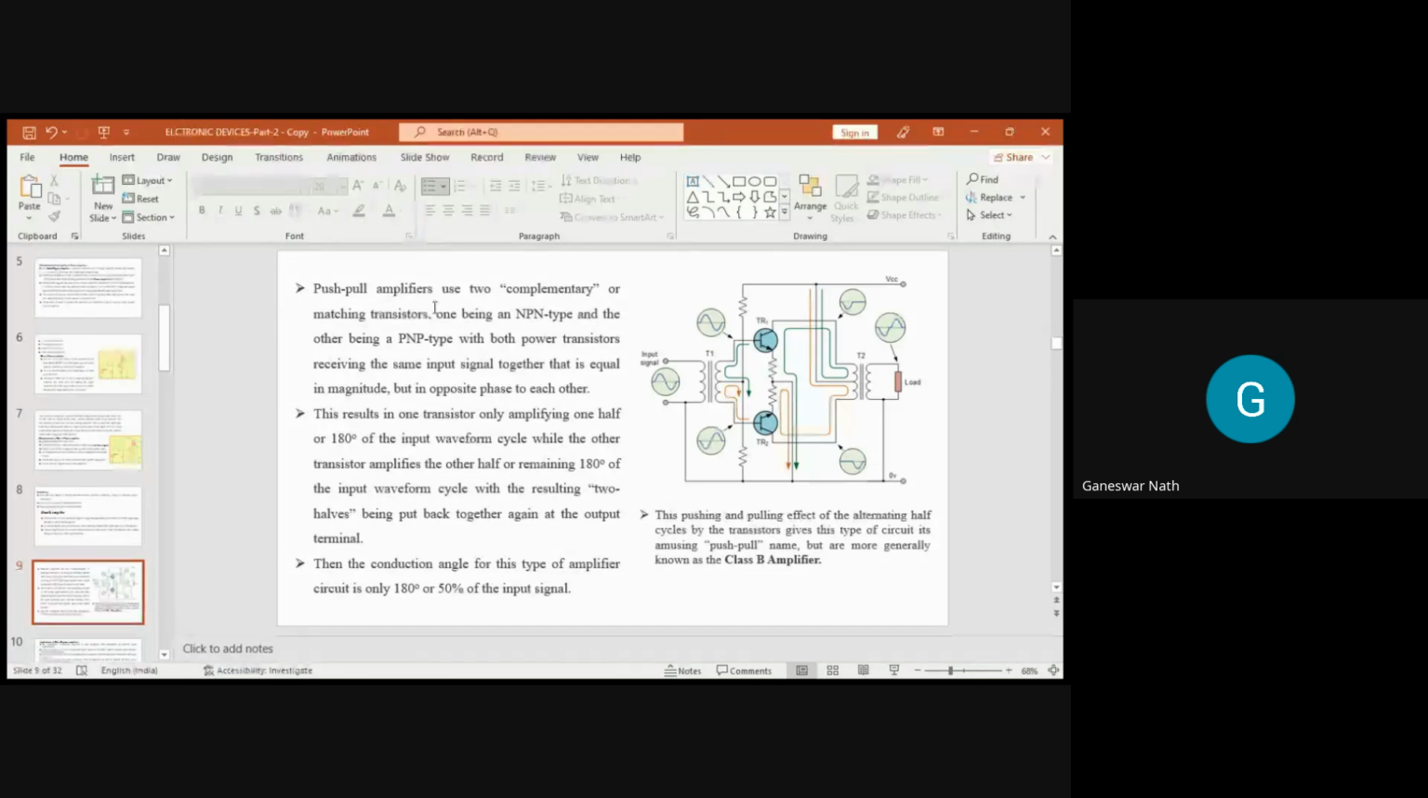Okay, so a push-pull amplifier uses two complementary or matching transistors, one being an NPN transistor. You can see one being an NPN transistor.